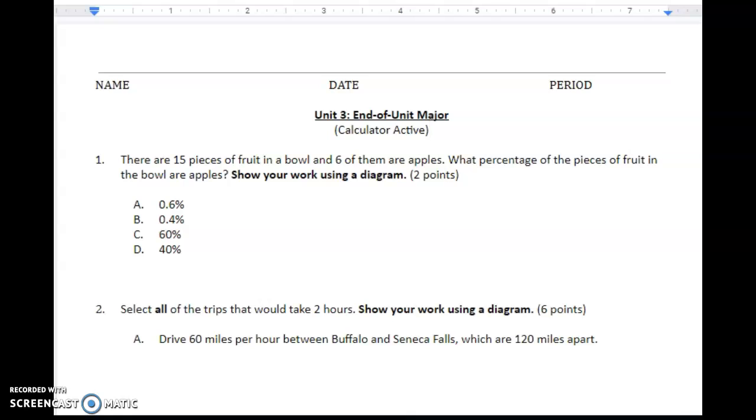Question 1. There are 15 pieces of fruit in a bowl, and 6 of them are apples. What percentage of the pieces of fruit in the bowl are apples? Show your work using a diagram. A. 0.6%. B. 0.4%. C. 60%. D. 40%.